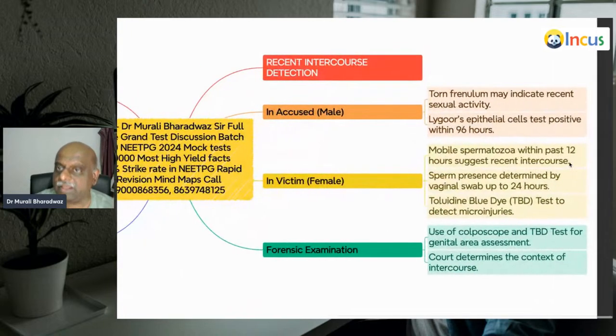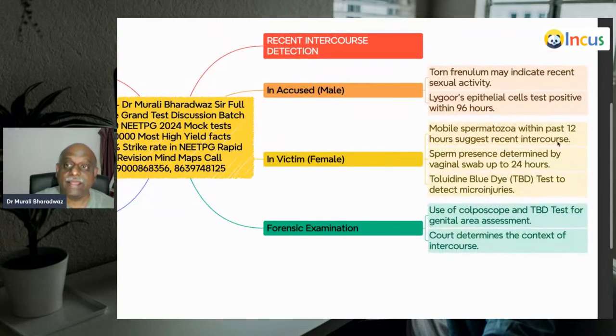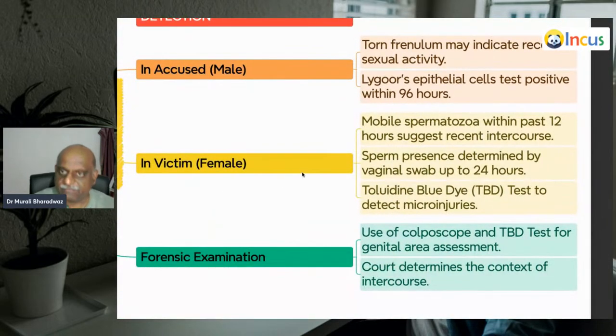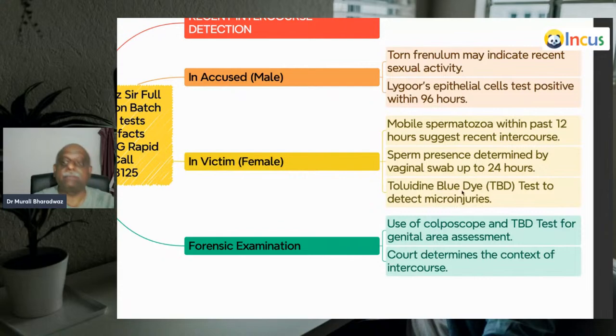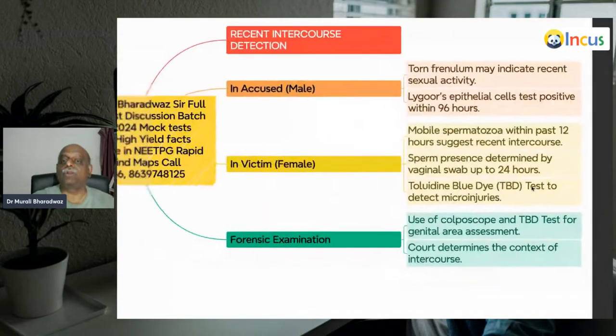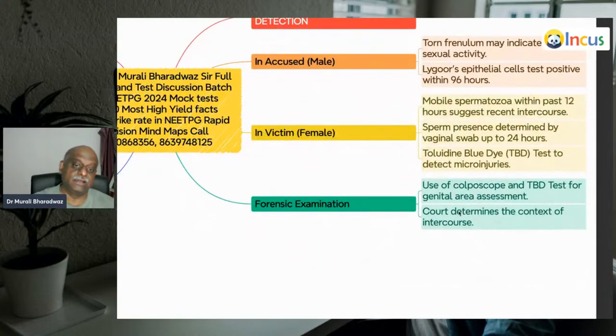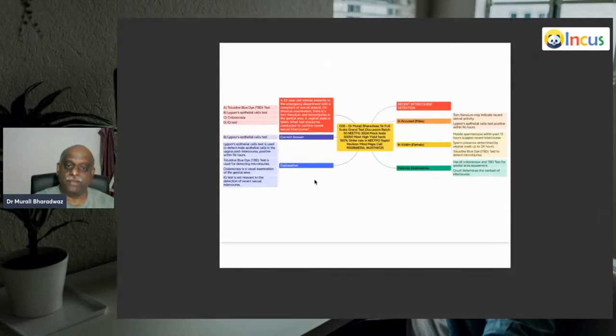So, in the accused, Jawan, correct, torn frenulum may indicate recent sexual activity. Liguor's epithelial cells test is positive within 96 hours. In the victim, motile spermatozoa within the past 12 hours suggests recent intercourse. Sperm presence is determined by vaginal swab up to 24 hours. Toluidine blue dye test is used to detect the micro injuries. Is what you need to remember.